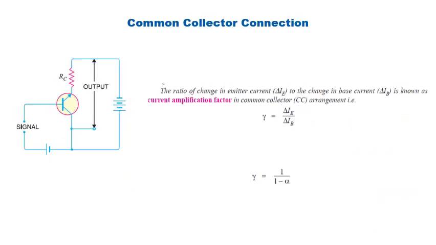Now this is a common collector configuration. Again we have collector common for both input and output, and the expression for the current amplification factor is delta IE by delta IB, and this is denoted by gamma. In a similar way we can derive the expression for gamma: gamma is equal to 1 by 1 minus alpha. So you can try by yourself to establish this relation.